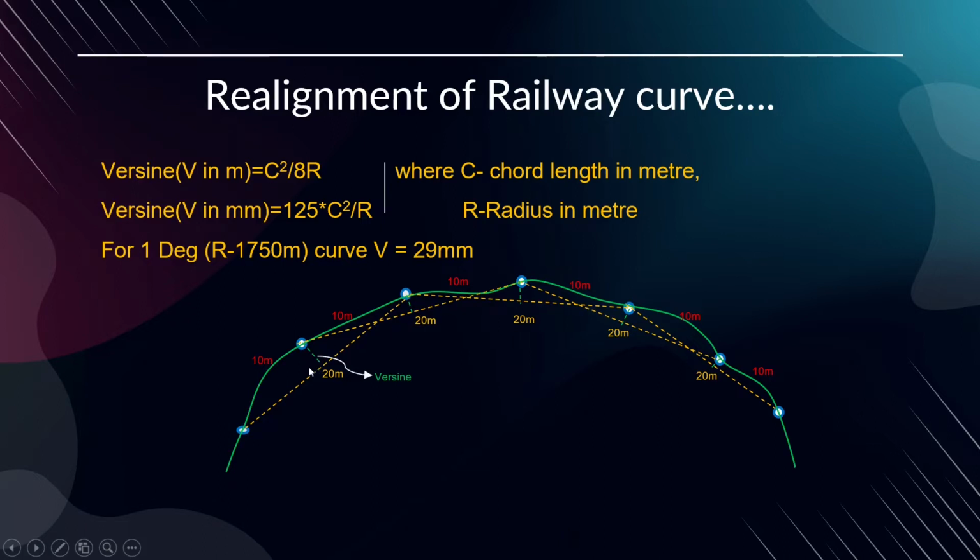But practically, during maintenance, it won't always be the same. Suppose we say 1 degree curve, it may not be 29 mm. One section will be 20 mm, another section will be 35 mm. So that is why we check the curvature, record the existing versine, and according to the amount of variation, when it exceeds the prescribed limit, we have to go for realignment of the curve, for correcting the alignment.